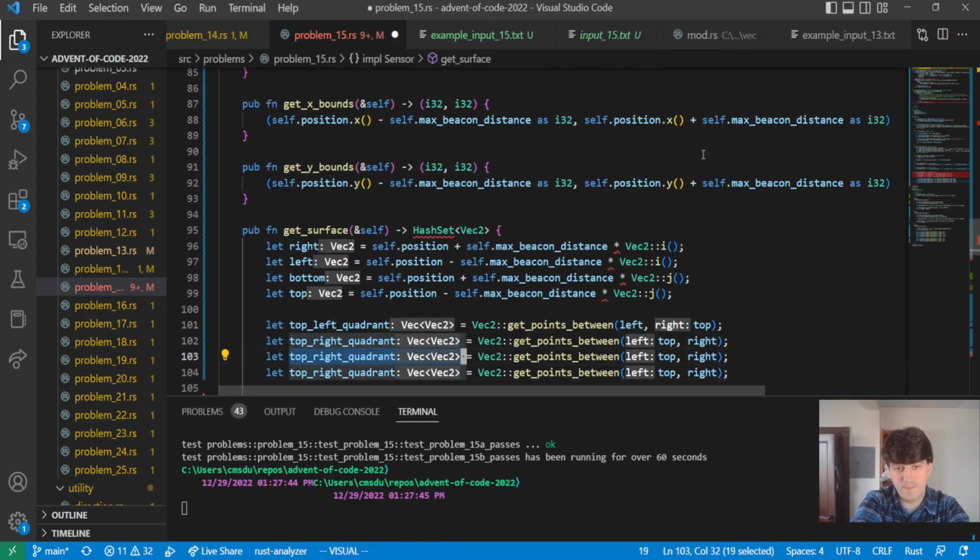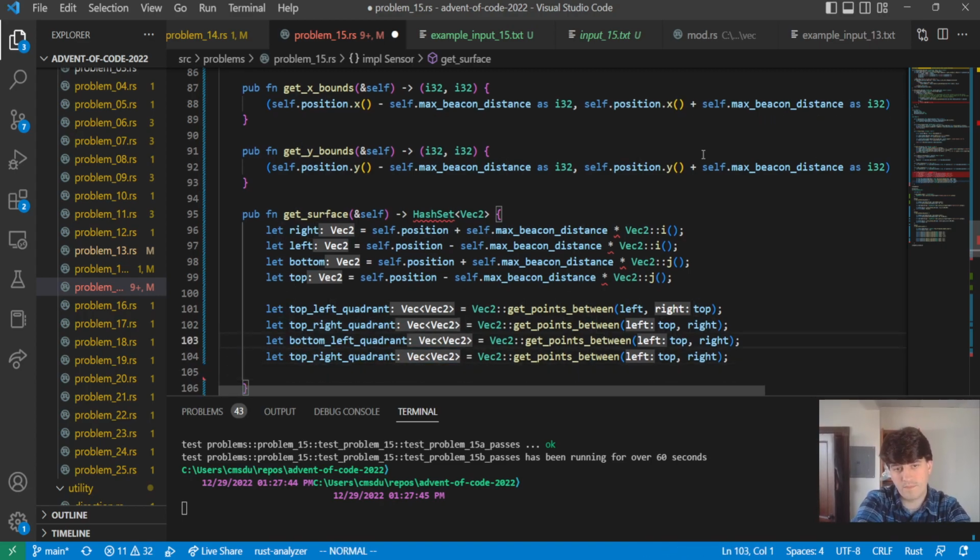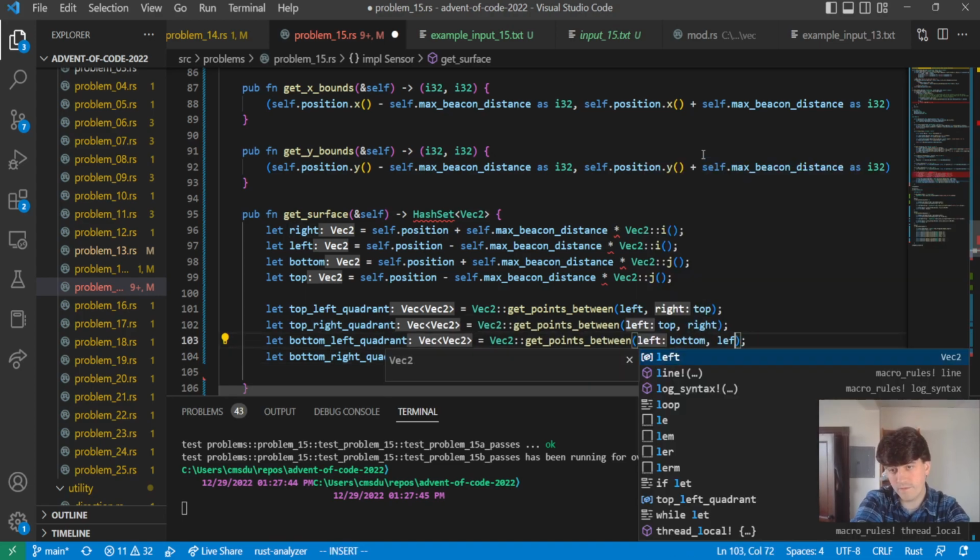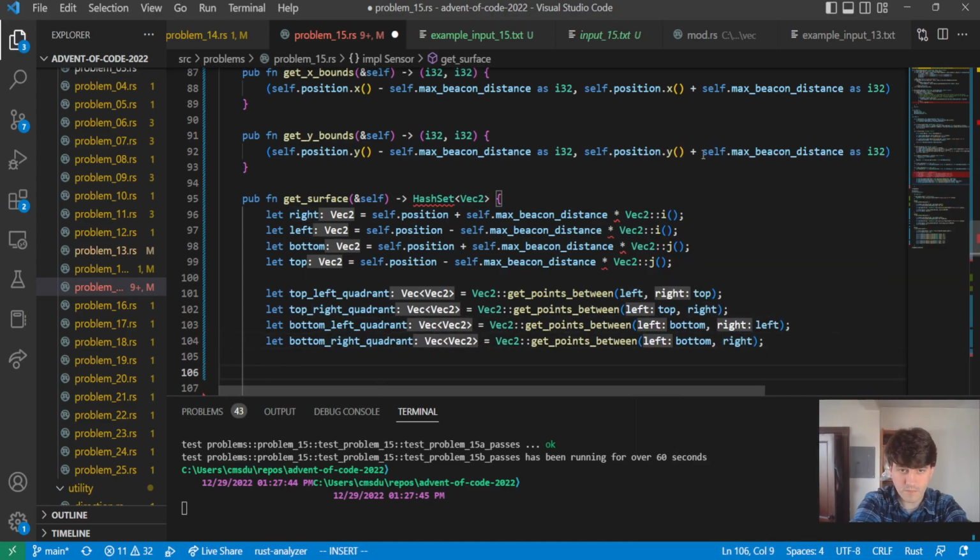And then bottom. Bottom right. Wait, this should be bottom left. And bottom right. And these will be bottom, bottom, and left, right. Okay. And then we just need to union all of these together.